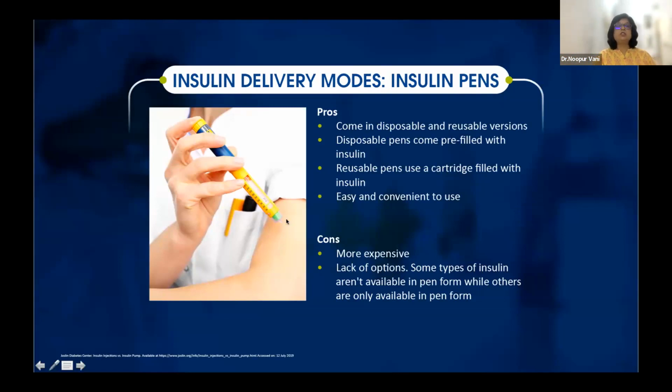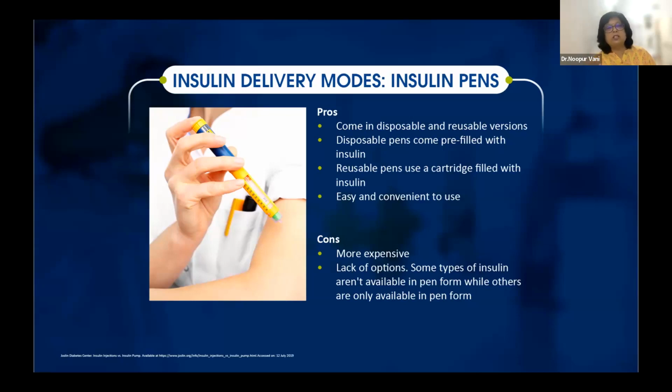It is very convenient to use, easy to carry. We have the disposable pens, we have the refilling pens. They are very easy, they are very convenient to use. However, in India, cost, again, as I say, should be pocket friendly.